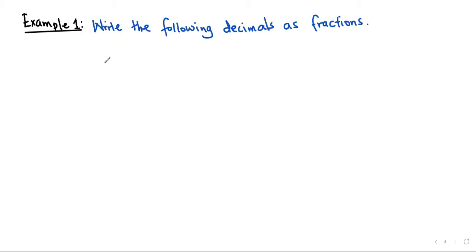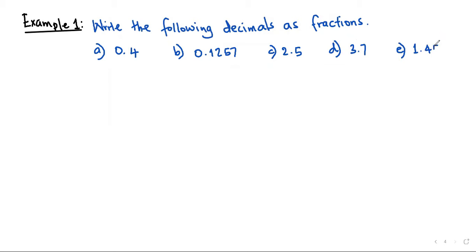Let's have A as 0.4. B, we have 0.1257. Let's have C as 2.5. We have D as 3.7. And let's have E as 1.45.